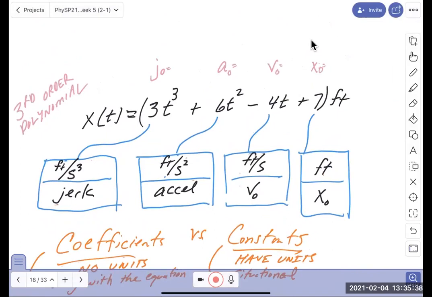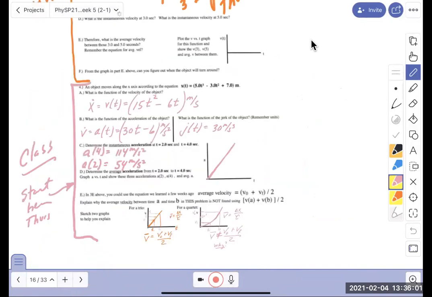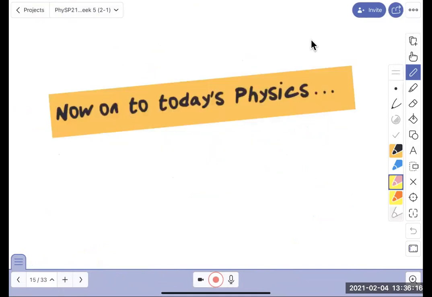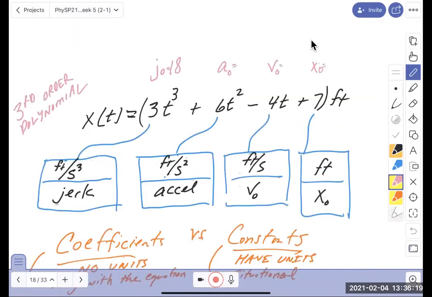This is worth, I'll give you three zoom points for this one. And I'll give you a hint, the answer is not three, but what is my initial jerk? Would it be 18? There it is. 18, how did you possibly pull it out of a hat? Where'd you get that? Multiply 3 by 6, because it's 1/6. Because she knew, thinking back on this equation, that the constant in front of the t cubed is 1/6 J naught. So if that is equal to 3, J naught has to be 18.